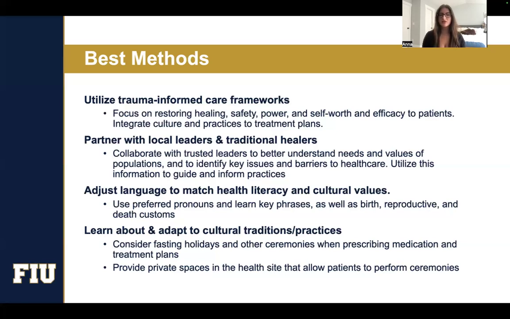And once again, that comes into play when we talk about learning and adapting to the cultural traditions and practices of these populations. With the help of local leaders and our communication with our patients, it's important to understand what holidays and ceremonies they utilize, and then to be conscious of those when we're prescribing or creating medication plans or treatment plans, and making sure that they have the space to perform those ceremonies. A good strategy for that is to create or maintain a specific location in our health clinic or in our hospital where patients and their families can have the privacy to perform ceremonies of healing.